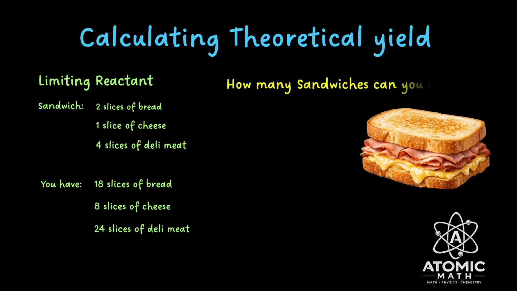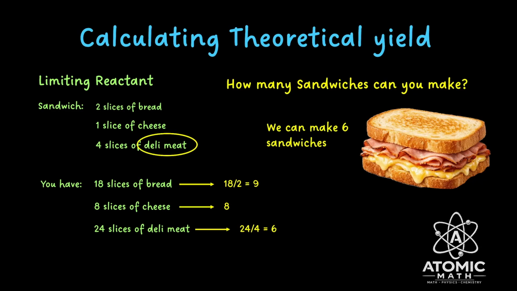Well, let's take a look. We can make 9 sandwiches out of the bread. We could make 8 sandwiches from the cheese. We can only make 6 sandwiches from the deli meat. Now, even though we have plenty of bread, we can't make more than 6 sandwiches because we don't have the ingredients for everything. That means that the deli meat is our limiting reactant. It limits how many sandwiches we can make. So basically, we can make 6 sandwiches.